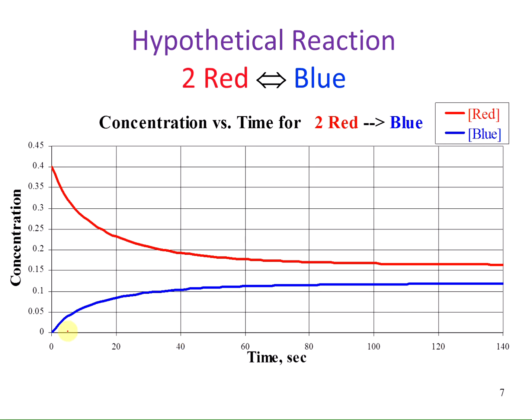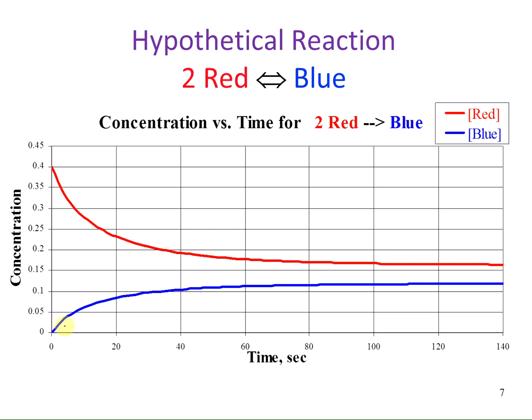So here's that same information presented in a graphical manner. So we have time on the x-axis in units of seconds. On the y-axis we have concentration. If you will remember, we started off with red and we're making blue, so we started off with a 0.4 concentration. And as time progresses, we start making more and more blue. So we see the decrease of the red and the increase of blue.